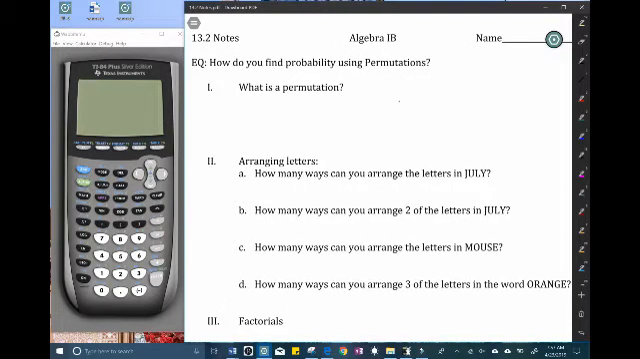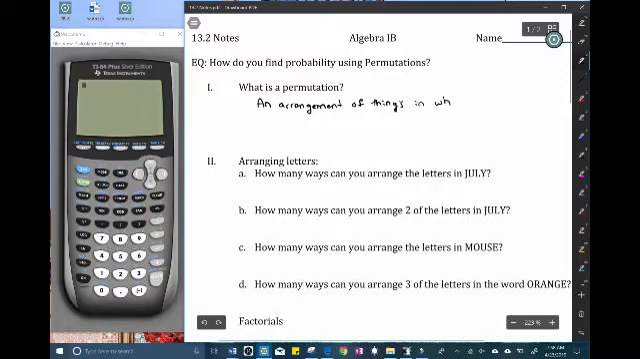Okay, so a permutation, what it is, it is an arrangement of things in which the order is important.